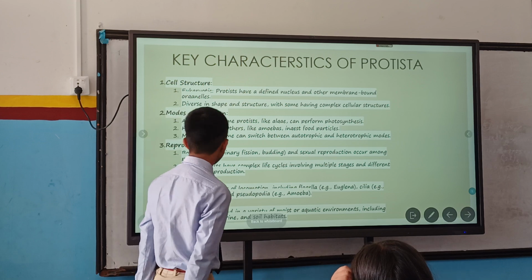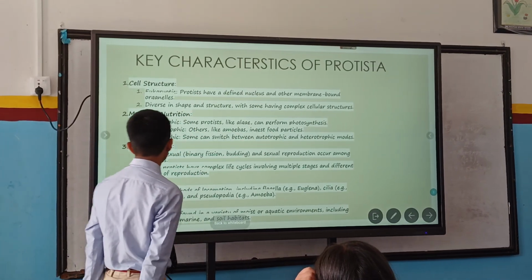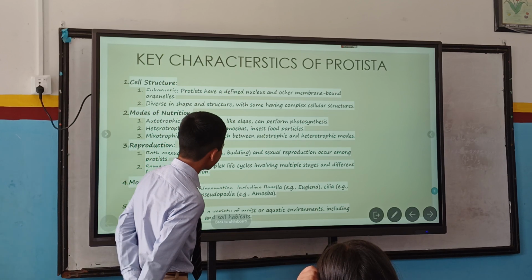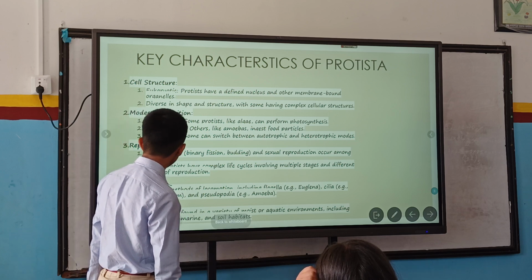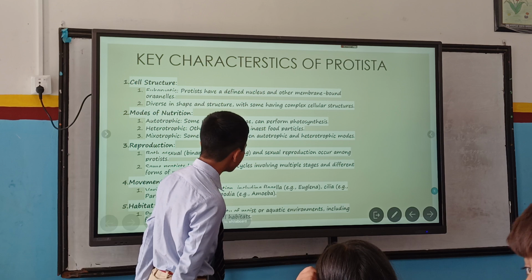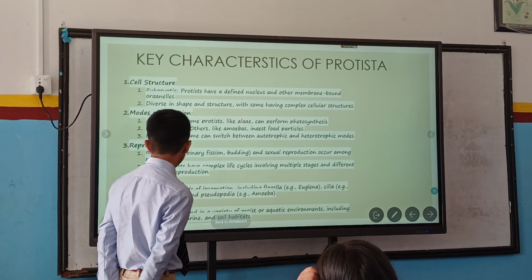Reproduction: both asexual binary fission, budding, and sexual reproduction occur among protistas. Some protistas have complex life cycles involving multiple stages and different forms of reproduction. Movement: various methods of locomotion, including flagella, for example Euglena, and cilia.